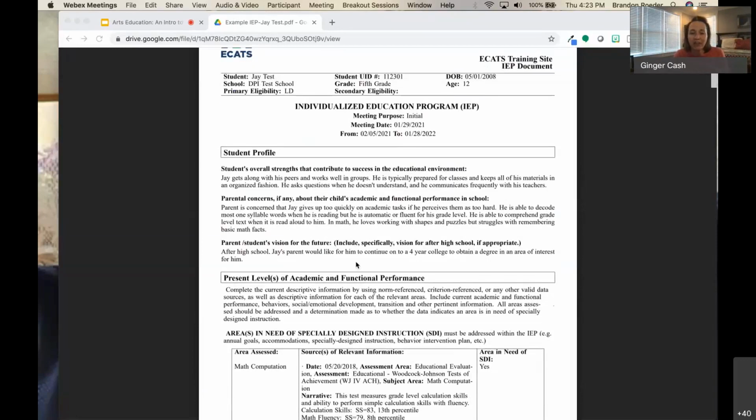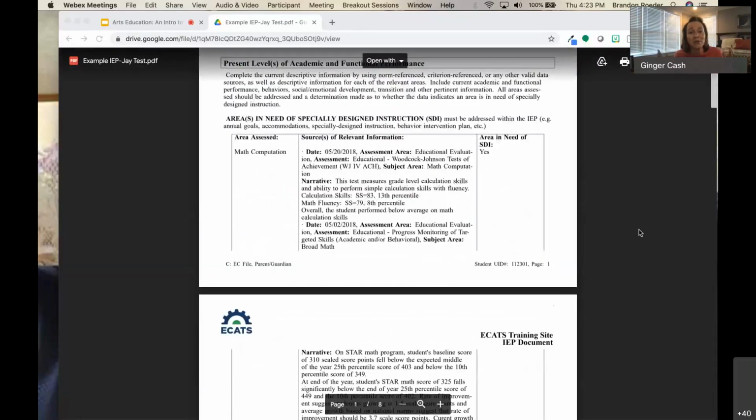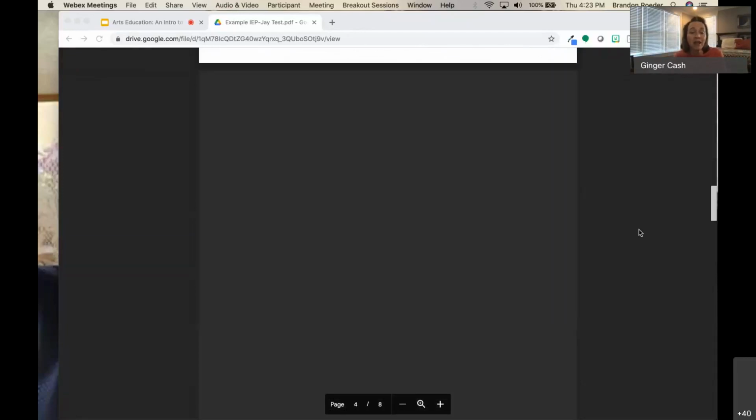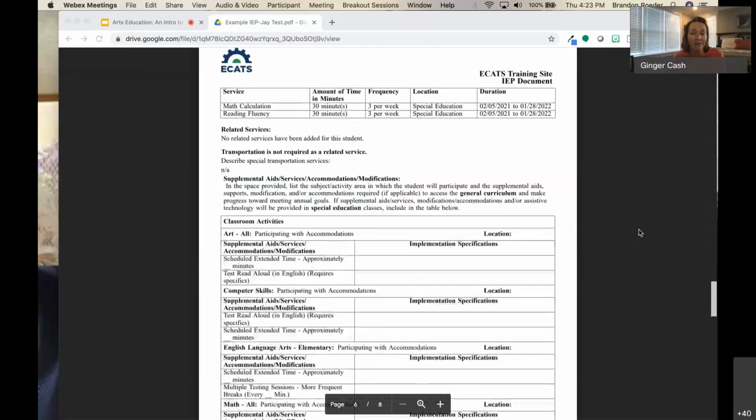But you will see at the very beginning of the IEP has the goals and objectives for that student, where it might give you some information that could be important for you, and you think about how to support that student in your classroom. But if Brandon, if you want to go ahead and move down to page 6 of the IEP, this is where it comes into what is each teacher's responsibility. And it's around the accommodations and modifications that we should be providing for this student.